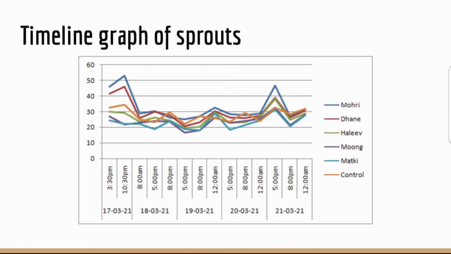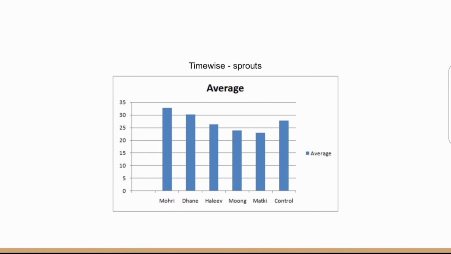So basically, this is the timeline graph of all of the readings that we took from the germination experiment. In this graph, we may see that there is a common pattern between the lines, or we can say that the lines are quite parallel with some minor variances. We can see that the common pattern occurred due to the respiration of the plants. We can also see that the line representing the control has the least variance. This is the graph of the average readings of all plants. We can see that the mohari plant gives the most oxygen while the matki plant gives the least among these plants.